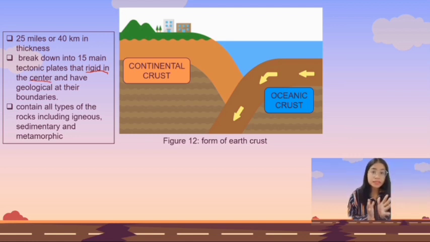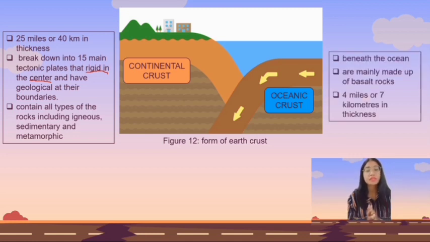In addition, earth crust contains all types of rock, including igneous, sedimentary, and metamorphic, whereas oceanic crust, which is found beneath the ocean, is mainly made up of basalt rocks. It is approximately 4 miles or 7 kilometers in thickness.